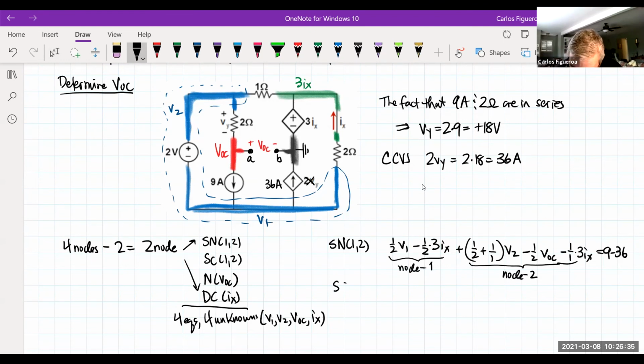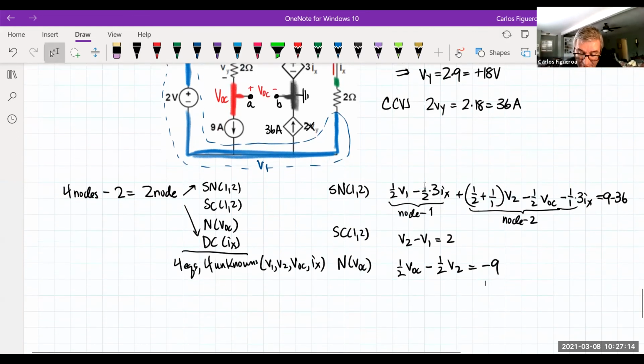So then I'm going to look at my supercondition between 1 and 2. I see that the 2 is the high. So then I'm going to get V2 minus V1 equals 2 volts. And then I have my node for VOC. I see that there's only 1 resistor. So I'm going to get 1/2 VOC. Then I have 1/2 V2. And then I have a current flowing out of the node, which will give me -9. And then finally, I'm looking for my DCIX.